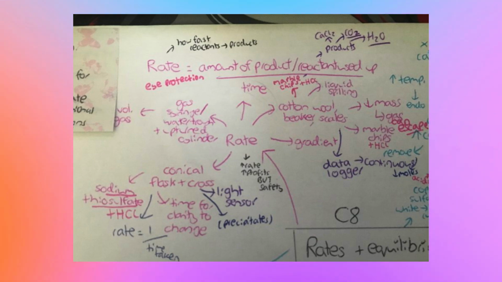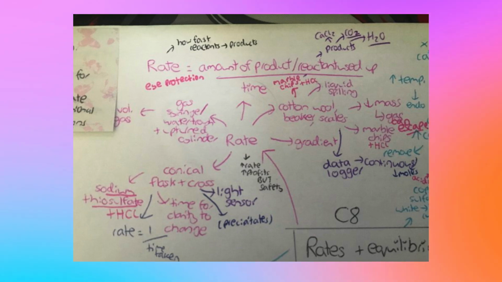So the first one is using cotton wool inside a conical flask on some scales, and inside the conical flask is marble chips and hydrochloric acid. Now marble chips is made up of calcium carbonate, CaCO3, and you need to be able to recall the products of this reaction, which will be calcium chloride, carbon dioxide and water. Now because carbon dioxide is a gas, that gas is allowed to escape, so we can measure a decrease in mass. All the cotton wool does is prevent any liquid spilling.